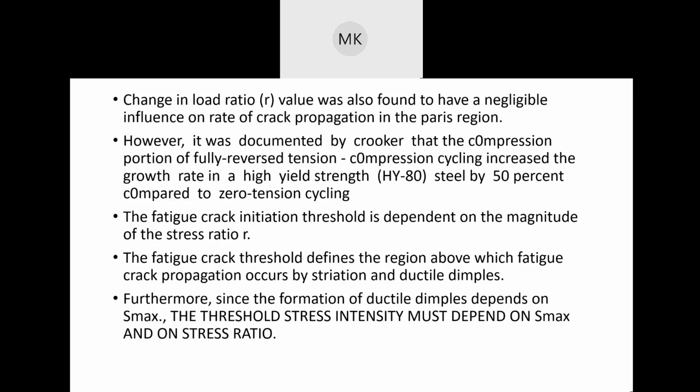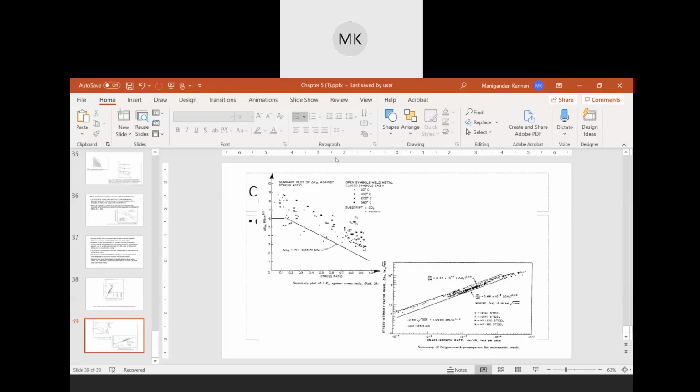So the crack initiation threshold is dependent on the magnitude of stress ratio. The fatigue crack threshold is also defined by the amount of striations and ductile dimples that you can have in the material. So the threshold stress intensity factor depends on the maximum stress applied and the stress ratio applied in the material. And that's pretty much it in this chapter.